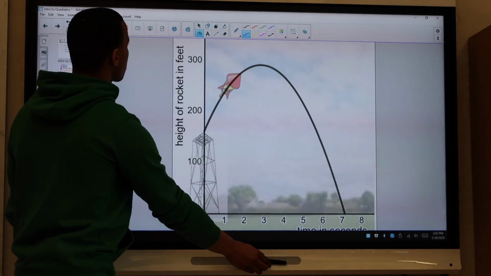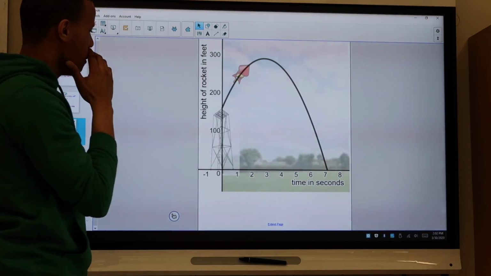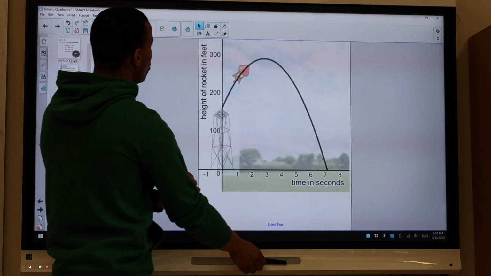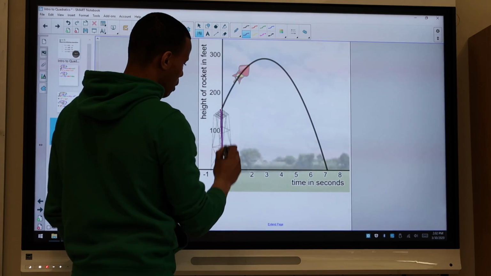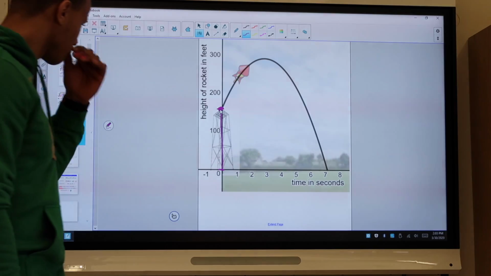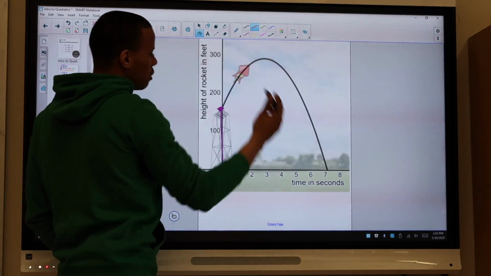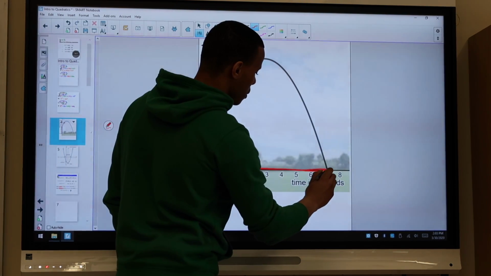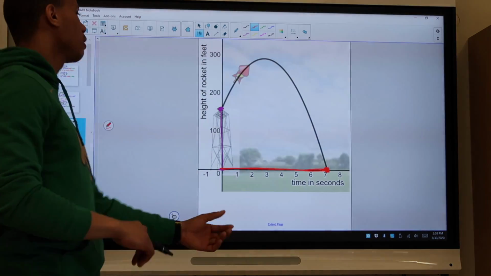Now, assume that we have this graph, right? Let me zoom out a little bit. So this is a rocket. It's being launched, right? Now notice how this rocket is being launched from 100 feet off the ground, so your initial height is going to be 100. Another thing that we can see from this graph is that the rocket was 7 seconds in the air. So it took 7 seconds for the rocket after it was launched to hit the ground.